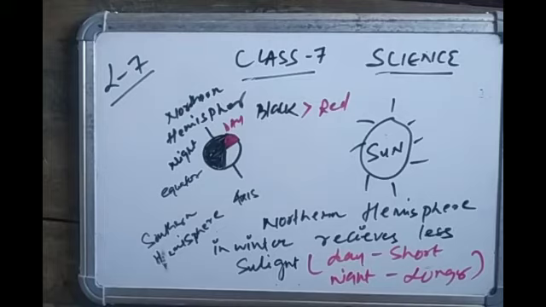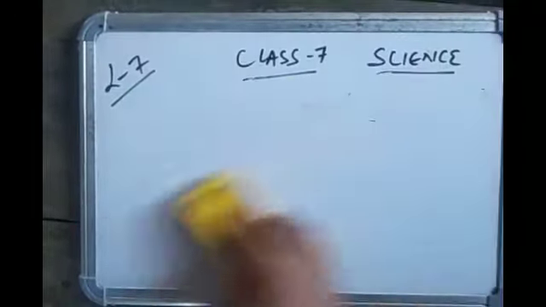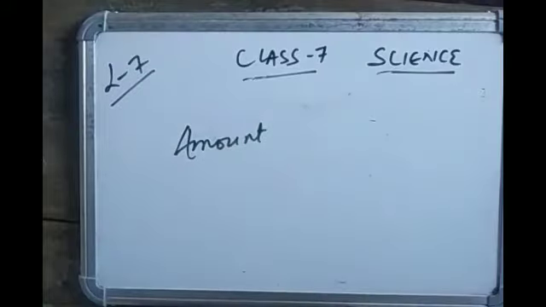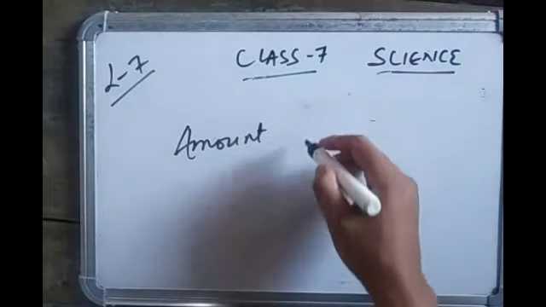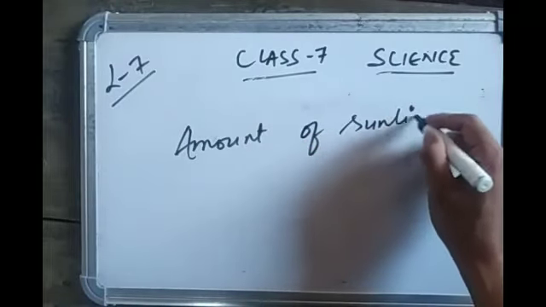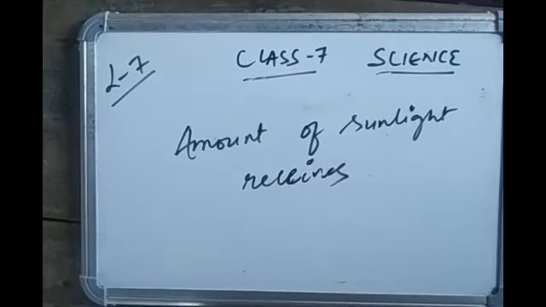So the question on page number 71, repeat: are the days shorter in winter than in summer? Yes, days are shorter in winter. The reason is it all depends on the amount of light. The amount of light depends on it when compared to the darkness. The amount of sunlight received depends on it.